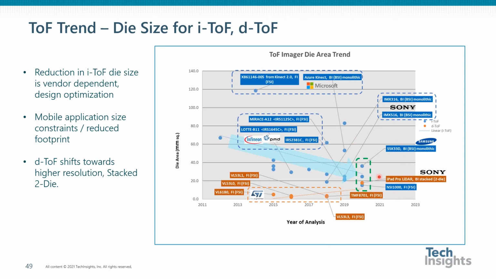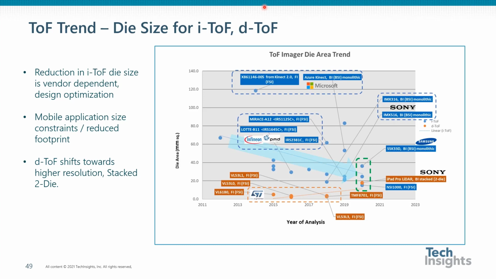Lately, the analysis that we performed, highlighted in the green dashed line over here, together seem to suggest that iToF sensors' die size appear to be decreasing, whereas the dToF sensors, and specifically these are SPAD arrays, are increasing. So how do we reconcile this? Well, one thing that we can note is that this seems to be vendor dependent. In other words, different vendors adopt their own designs and their own choices.